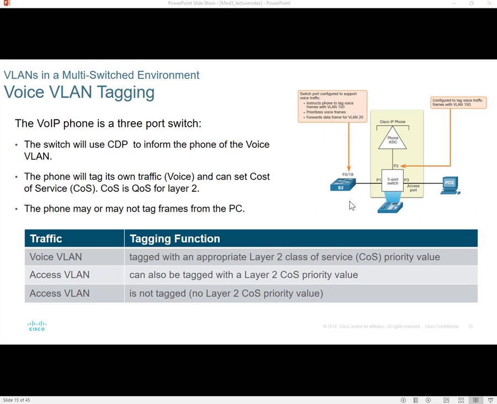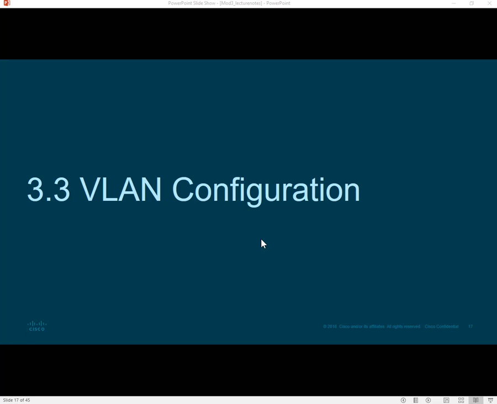And then there's also voice. When we're creating and configuring VLANs, we realize there's voice traffic that can be carried, which needs to be tagged with an appropriate class of service priority value. And then you have the access VLANs, which may or may not need any class of service priority value tagging. So we'll stop here. In part 2 of the video, we'll look at Packet Tracer, and then we'll start configuring VLANs.